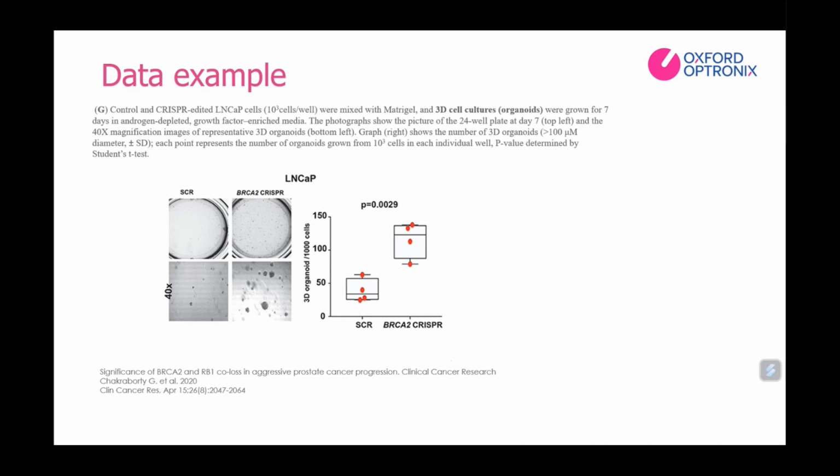So back to the example, Chakraborty and team developed a CRISPR-edited organoid line, and without getting too deep into the study, here they use the GelCount to provide both the well image, as you can see, of the control and the BRCA2 lines, but they also did their analysis, which clearly showed a higher number of organoids in the edited cell line over the control.